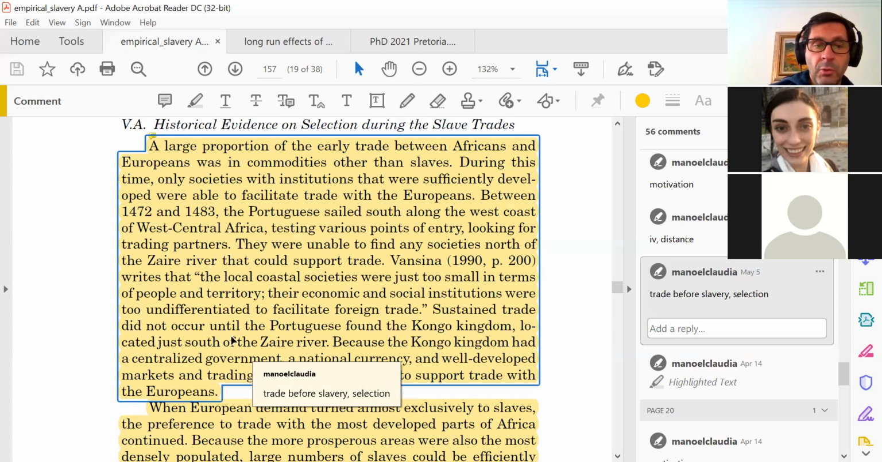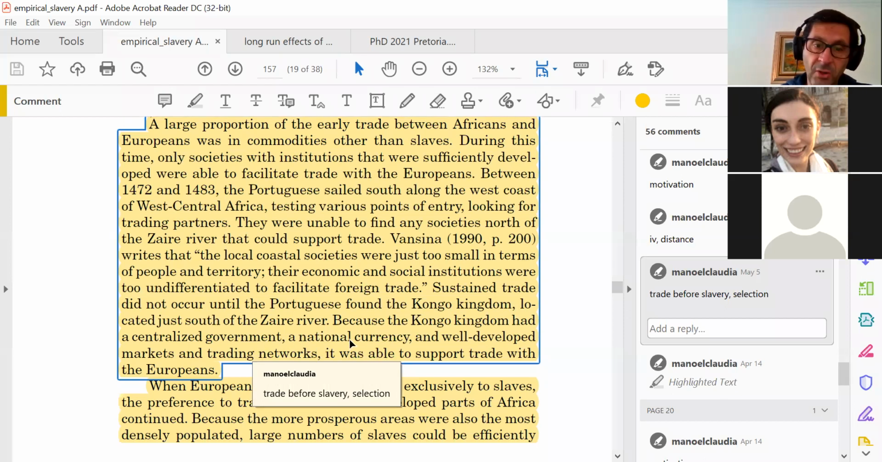Sustained trade didn't occur until the Portuguese found the Congo Kingdom, located just south of the Zaire River. Because the Congo Kingdom had a centralized government, a national currency, and well-developed markets and trading networks, it was able to support trade with Europeans.